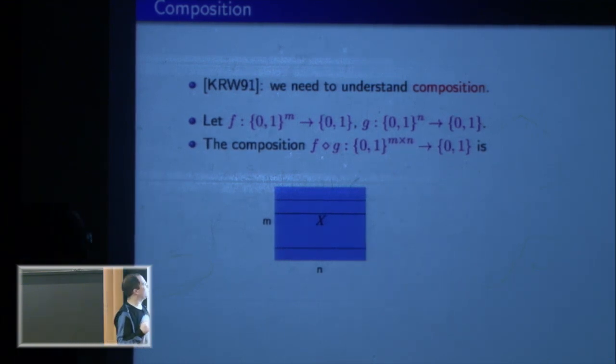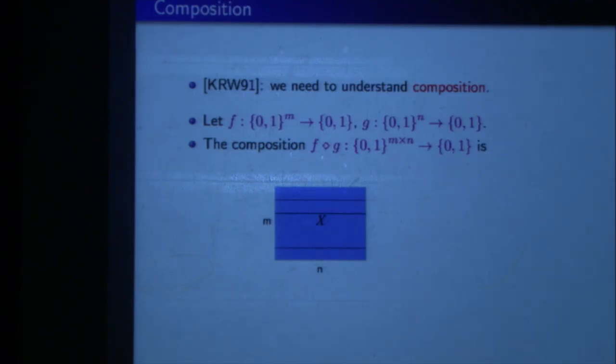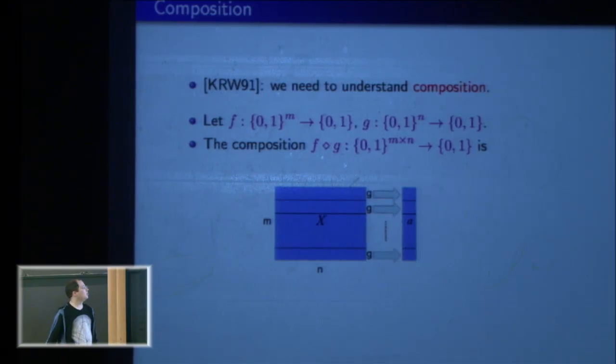So we define the composition as follows. The input is an m by n Boolean matrix. Now, every row is clearly an input of g, so we apply g to every row. We now get a string that we will denote a, which is of length m. And now we apply f to a, and we get the result of the composition.